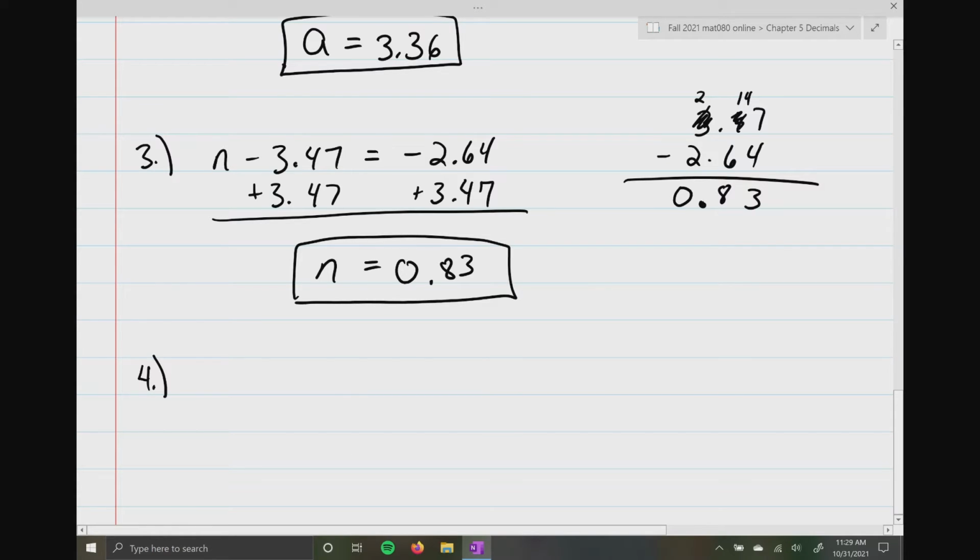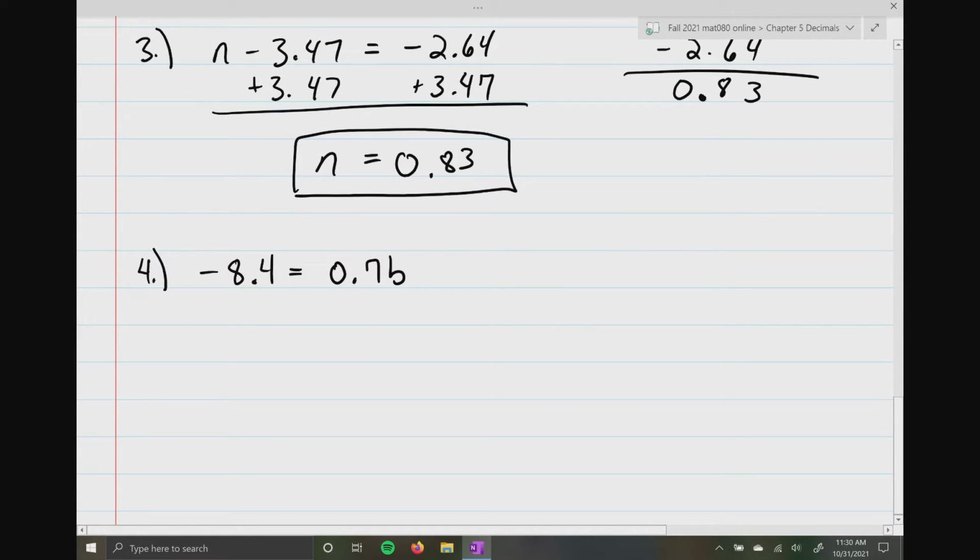Let's try this problem. We're going to solve negative 8.4 equals 0.7 times b. Now with this problem, we needed to divide both sides by 0.7. So here, on the right-hand side, it's real simple. On the right-hand side, we get the letter b. However, on the left-hand side, we have to divide decimals. So you have to go back and remember how to divide decimals.